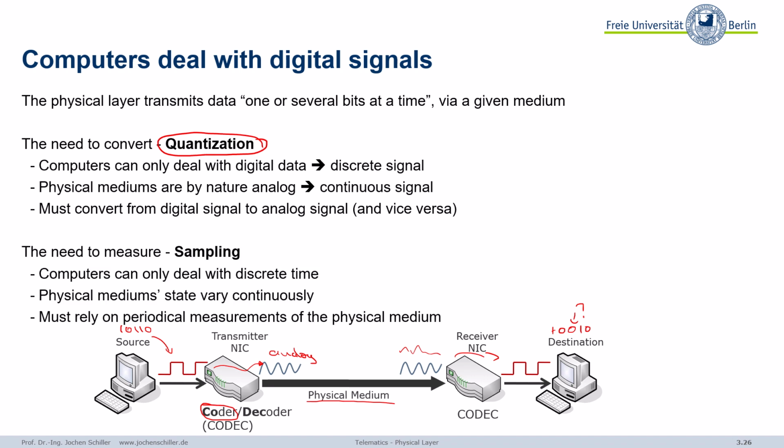And we will also learn we need something in addition. We have to measure. Why? Because if we have an analog signal, like here on the receiver side, computers cannot permanently follow all these values. Computers check values at discrete points in time. The physical medium varies all the time, but we will check only at certain points in time. So quantization and sampling will be the major focus in the next subsection.